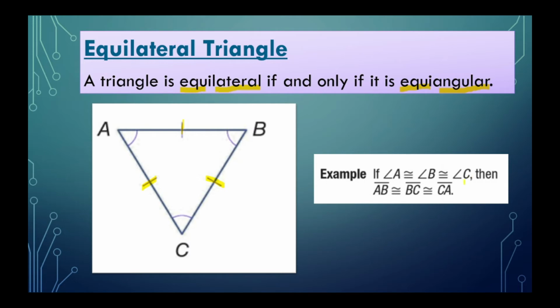Or vice versa. If angle A is congruent to angle B and congruent to angle C, then side AB is congruent to side BC and congruent to side AC. Why? Because that is an equilateral triangle.